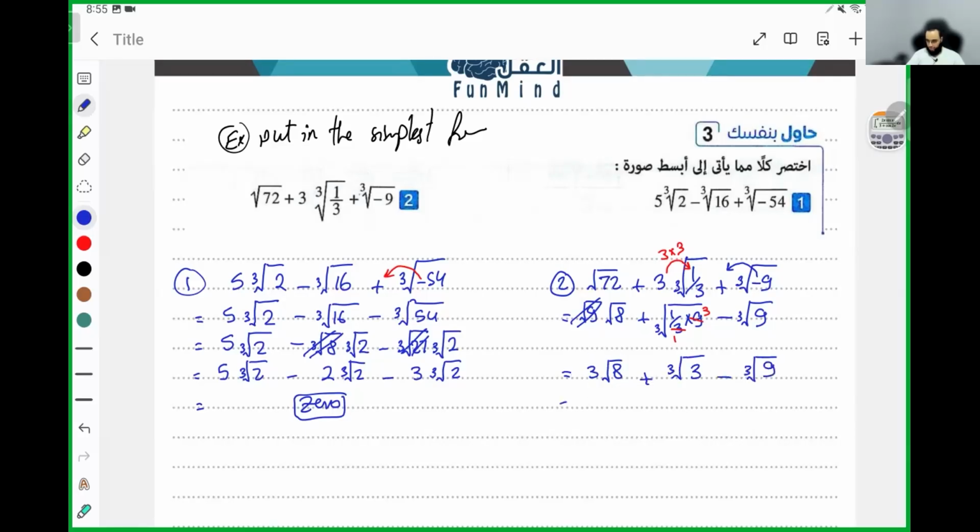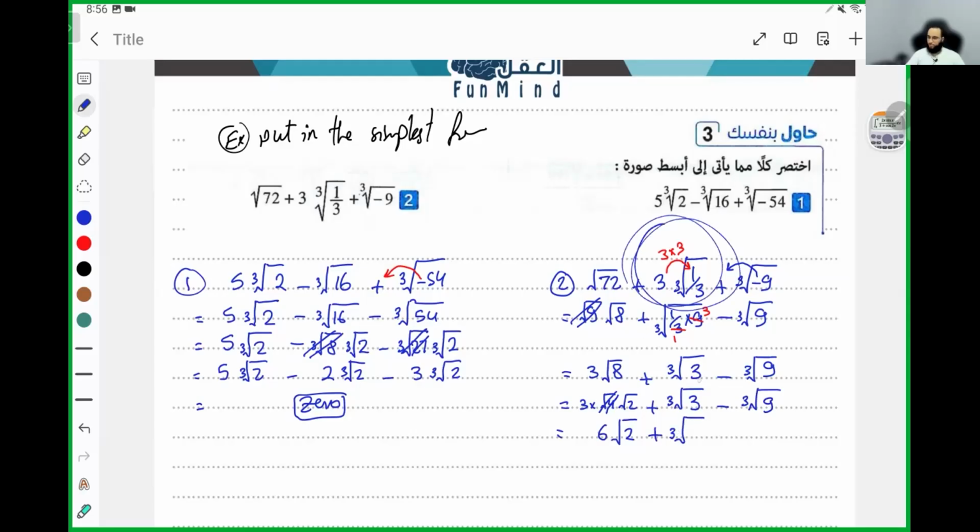Look for this. 3 times root 4, 2. It works? Yes, it's the same. And this root is the 8, the same. Okay. And this is the same. Okay. 3. This is 2. 3 times 2, 6. Then it's 6 root 2 plus cubic root.